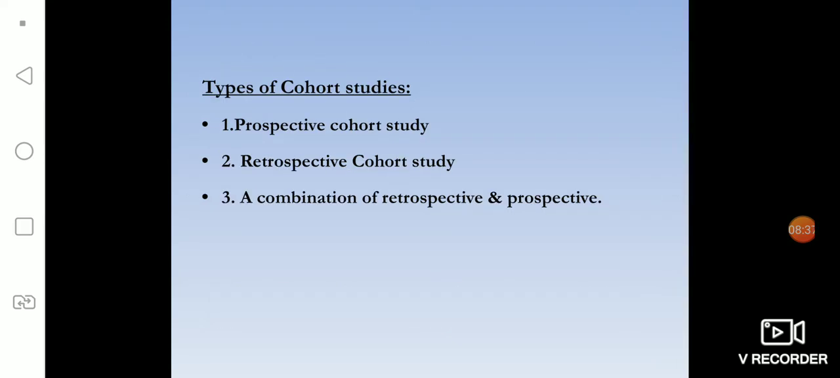Now, the types of cohort studies. The first is a prospective cohort study, the second is a retrospective cohort study, and the third one is a combination of retrospective and prospective study. Now let us see what a prospective cohort study is. I'll give an example here for you to understand easily. We will see among the smokers how many develop lung cancer.